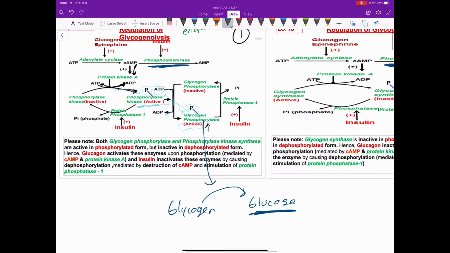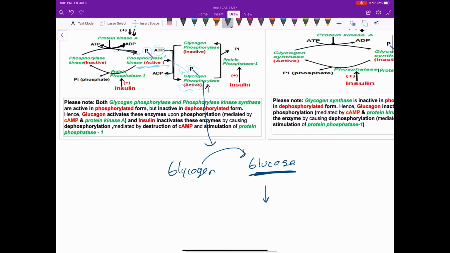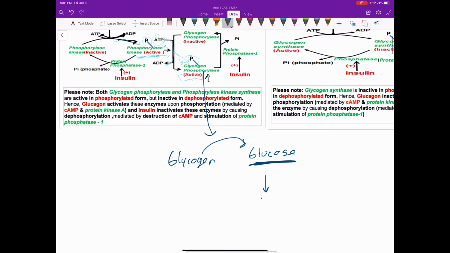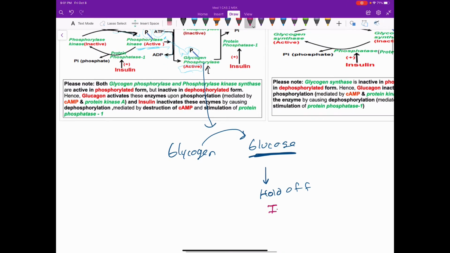Okay, good. Now, say we're not fasting anymore, right? Or say, not fasting, I'm saying we have a meal, we eat. If we eat, our body's going to say, okay, we have enough glucose. Hold off, relax. How are we going to hold off? Okay, it's going to release our savior, insulin.